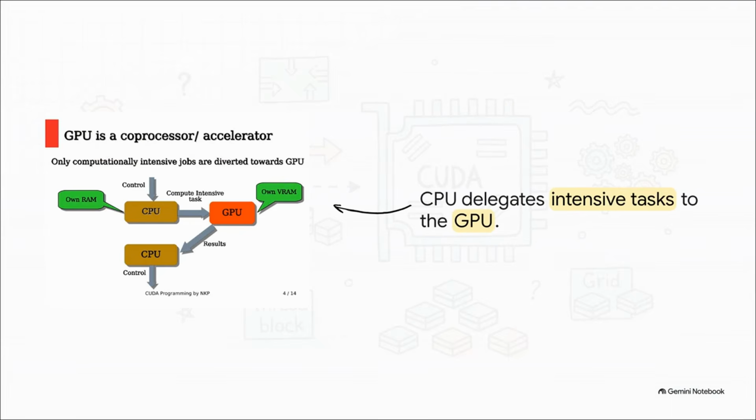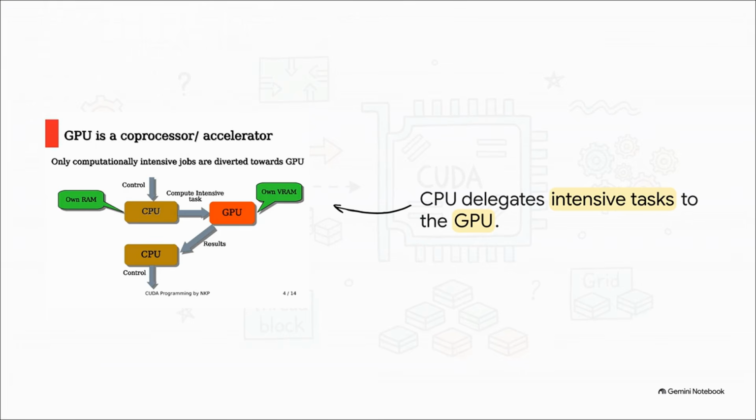Check out the flow of delegation here. You've got the CPU acting as the main control center, right? And it has its own dedicated memory, the main RAM. When the CPU hits a standard task, it just processes it and spits out the results. Easy. But when it hits a severely compute-intensive task, it delegates that specific job over to the GPU.